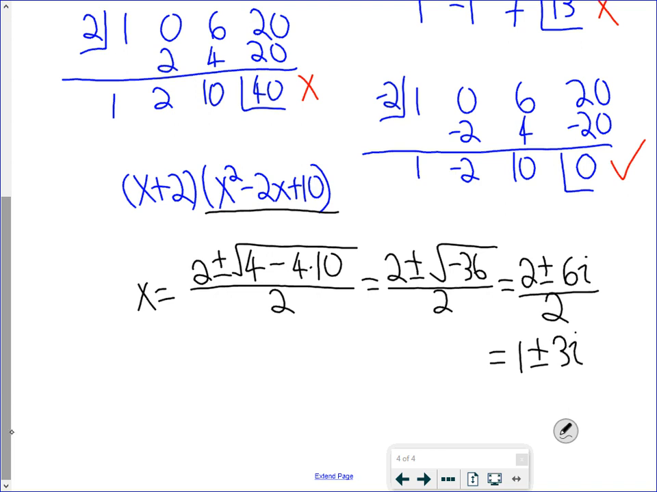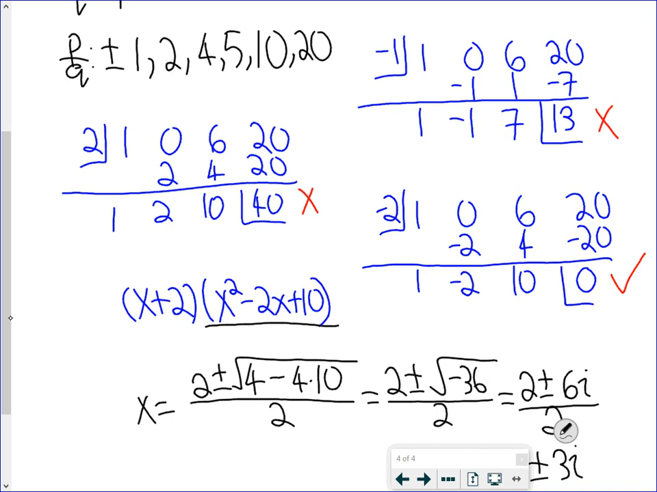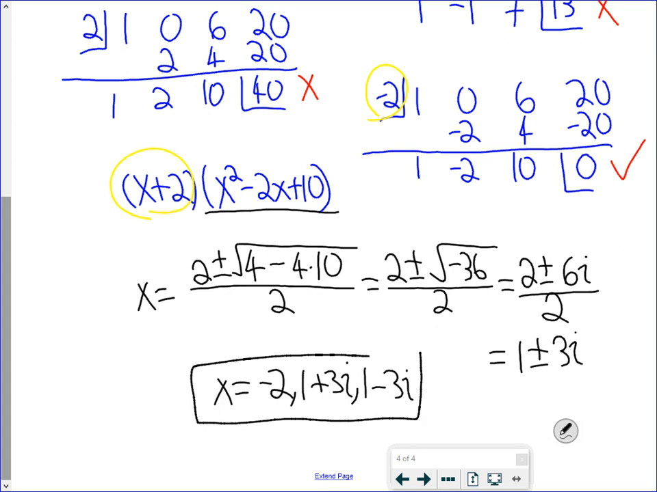So my possible roots for the cubic function b of x are, let's scroll down, x equals -2. Remember, the -2 we get from the synthetic division that we did. It comes from right here. It's also shown right here as well. So my -2, and then the ones that I just found, 1 plus 3i and 1 minus 3i. So this is my final answer.